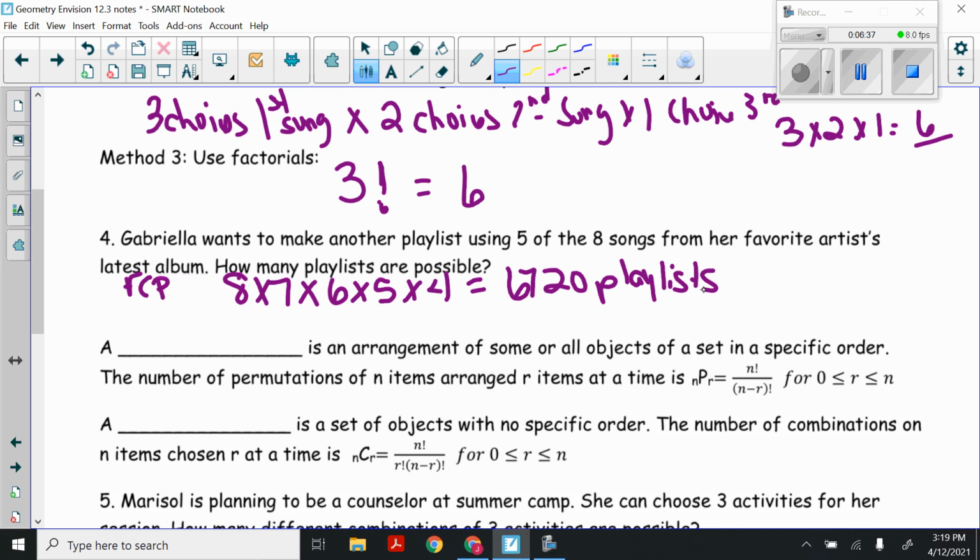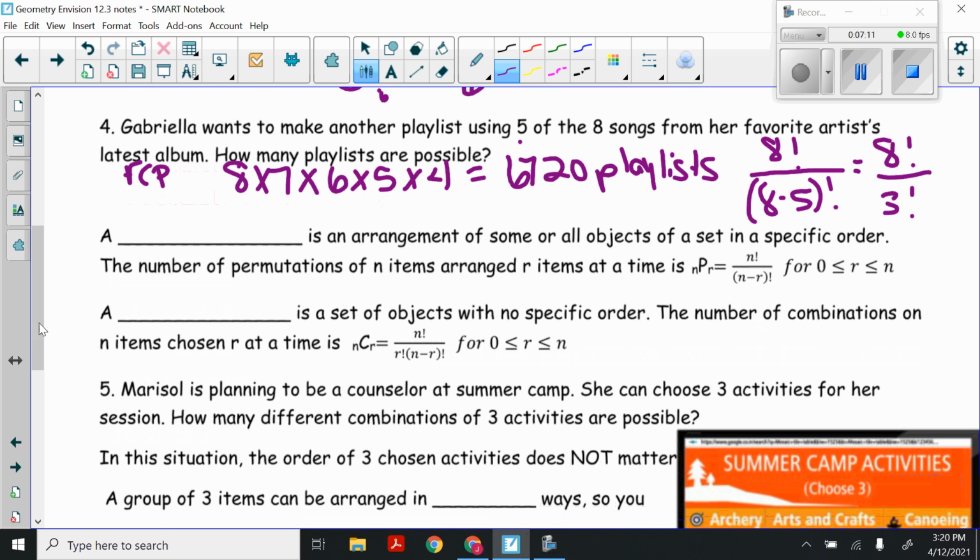If we wanted to do this one by factorials, there were a total of 8, so 8 factorial, but that will get us 8 times 7 times 6 times 5 times 4 times 3 times 2 times 1, but we don't want all of that because we're only looking at 5. So we would have to do 8 minus 5 down here, factorial, which would give us 8 factorial over 3 factorial, and that would get us the exact same answer, 6,720. So now we're going to talk about, these actually have some special connotations. We're going to talk about what's called a permutation.